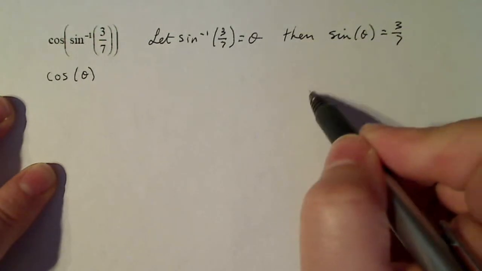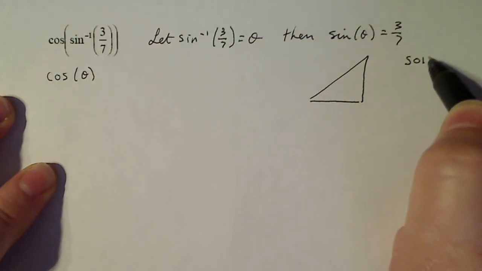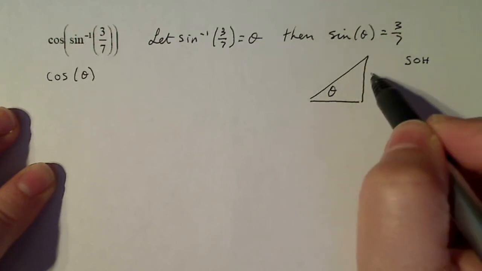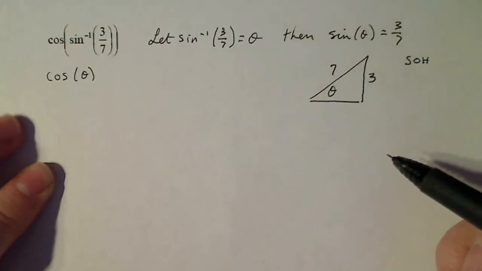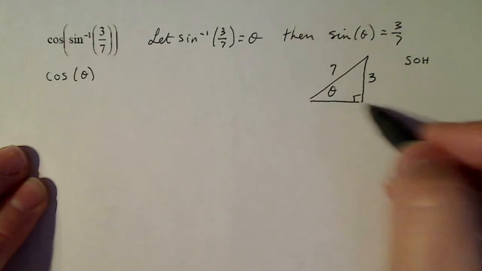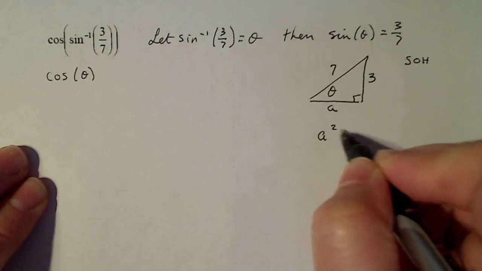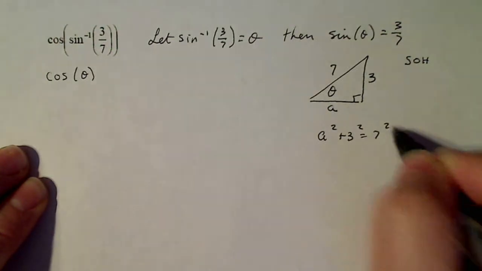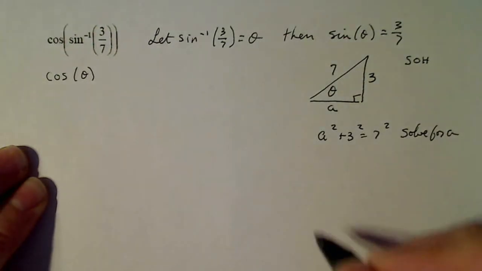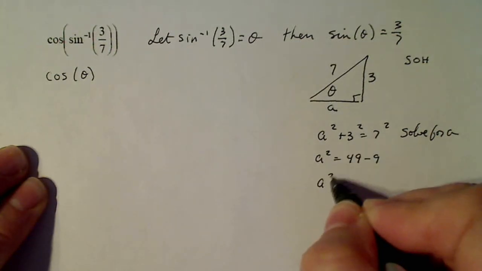Now from this part, I can build a triangle using SOHCAHTOA, using the SOH part. So the SOH part says if I have my angle theta, the sine of that angle is going to be opposite over hypotenuse. And then we have a right triangle scenario where I have an unknown right here. And we know in a right triangle that if I call this side A, say, that a squared plus 3 squared equals 7 squared. Now I'm going to solve for A. So solving for A, I have a squared is equal to 49 minus 9. A squared equals 40.